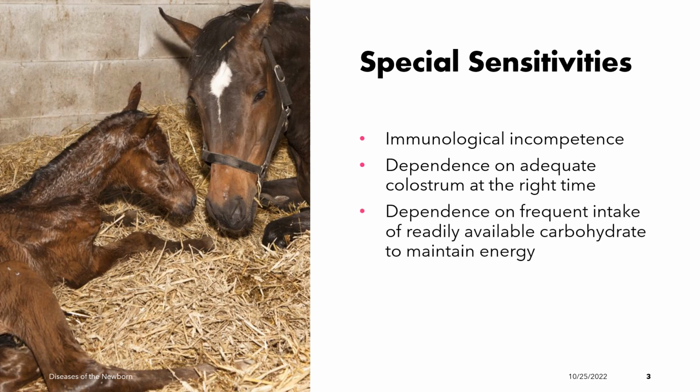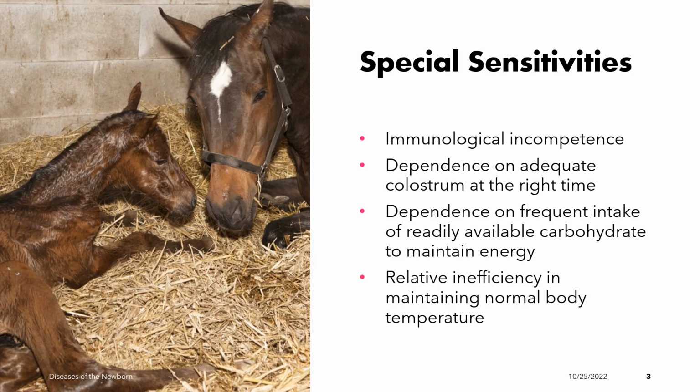We also have dependence on frequent intake of readily available carbohydrate to maintain energy, and relative inefficiency in maintaining normal body temperature. So they are still unable to regulate their body temperature, so that for their thermal requirement, they need an adequate supply of available carbohydrate in their diet.